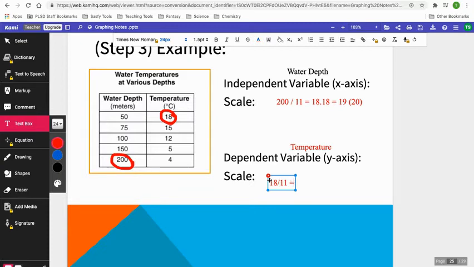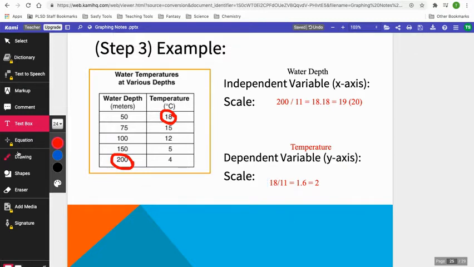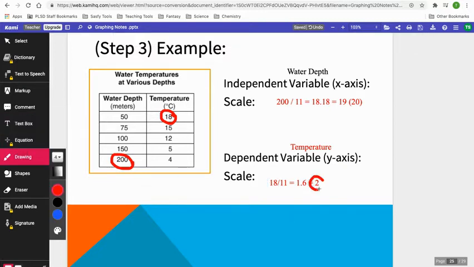And I don't remember what that is. So 18 divided by 11, so it's 1.6. And now I'm going to round that up to 2, and that's an even number, so I'm going to keep it. Now, I want you guys to see these numbers that we got and what it's used for.